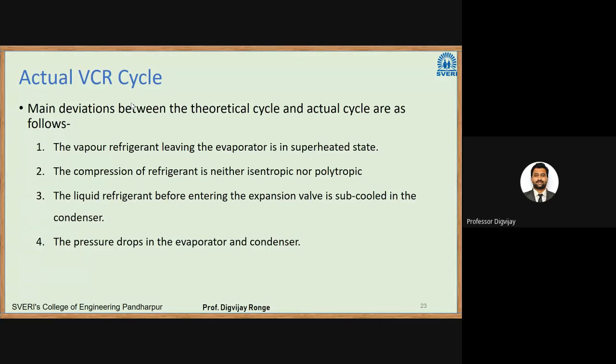First, the vapor refrigerant leaving the evaporator is in a superheated state. In the ideal cycle it was dry saturated, in actual it is superheated. Second, the compression of refrigerant is neither isentropic nor polytropic. Third, the liquid refrigerant before entering the expansion valve is subcooled in the condenser. In the ideal cycle that refrigerant is saturated liquid, but in actual it is subcooled liquid. Fourth, there are pressure drops in the evaporator and condenser. In the ideal cycle, we assumed that evaporation and condensation occur at constant pressure, but in actual it is different, there are pressure drops.